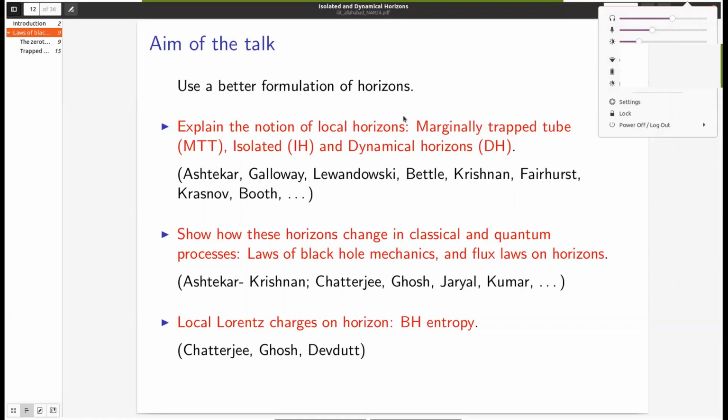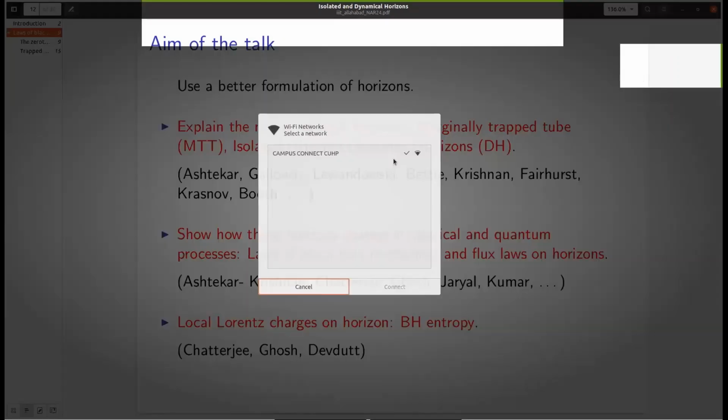Okay, so what we are going to look at is the notion of local black holes, which are basically marginally trapped tubes, isolated and dynamical horizons. And then we are going to show how these black holes change in time, and how the first law and the quantum properties of black holes can be understood from here. Okay, so that's what we are going to see.